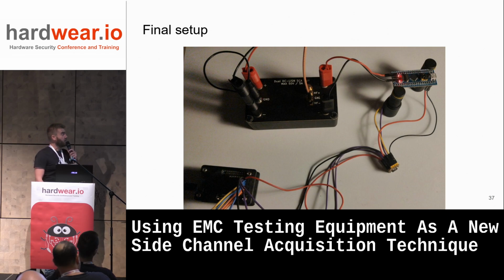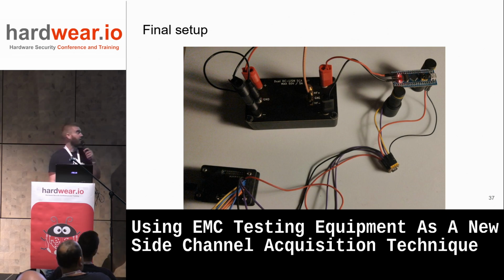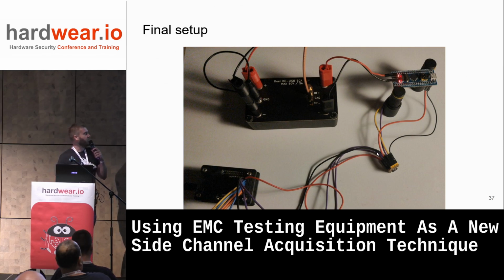The final setup I did is looking like this. So you have the LISN here, my DUT is here, this is the isolator, this is my USB to UART connection, and you don't see it, but this cable goes to my oscilloscope.